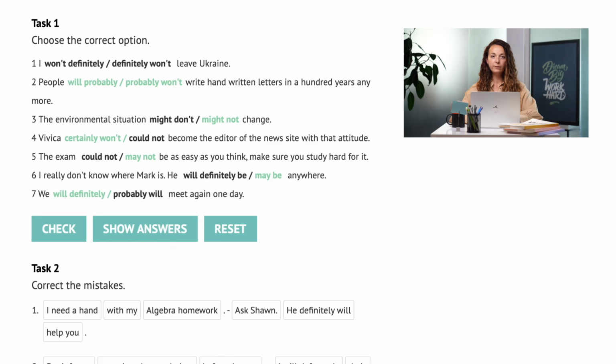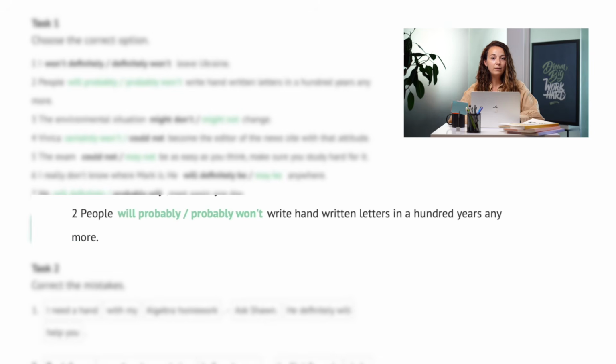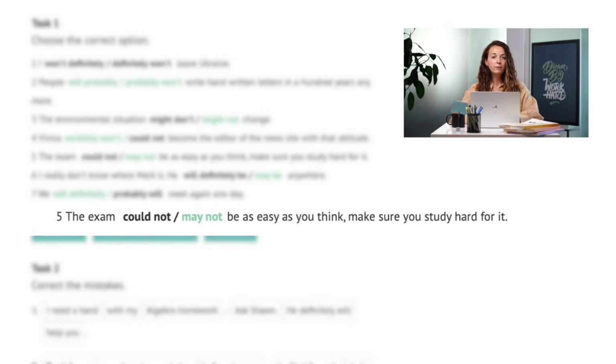Please check yourself. Did you manage to find the sentence with two options? Is the meaning the same here? Of course it's different. In both cases, I'm talking about 70% chances of something happening. But in the first case, I think people will still write letters, and in the second one, that they won't do it. What about sentence 5?